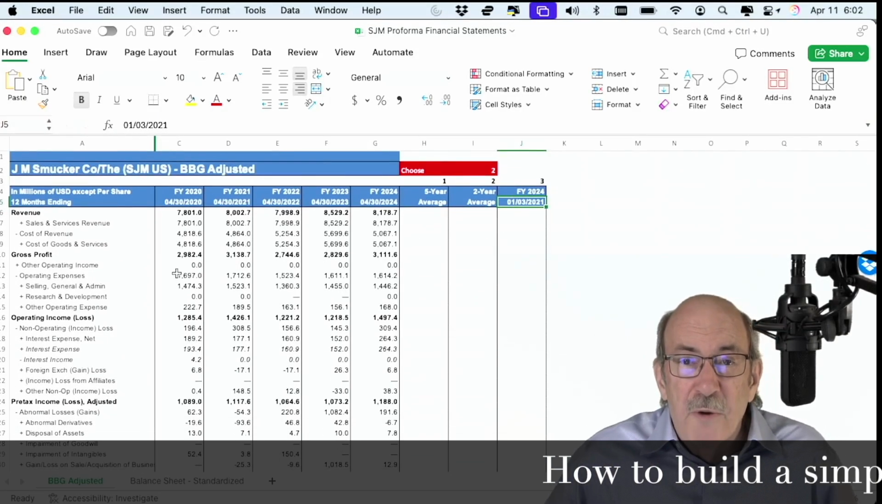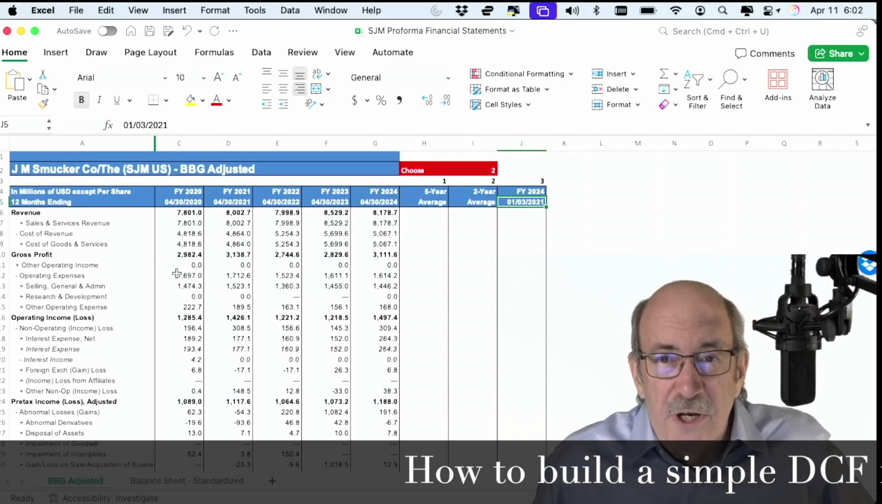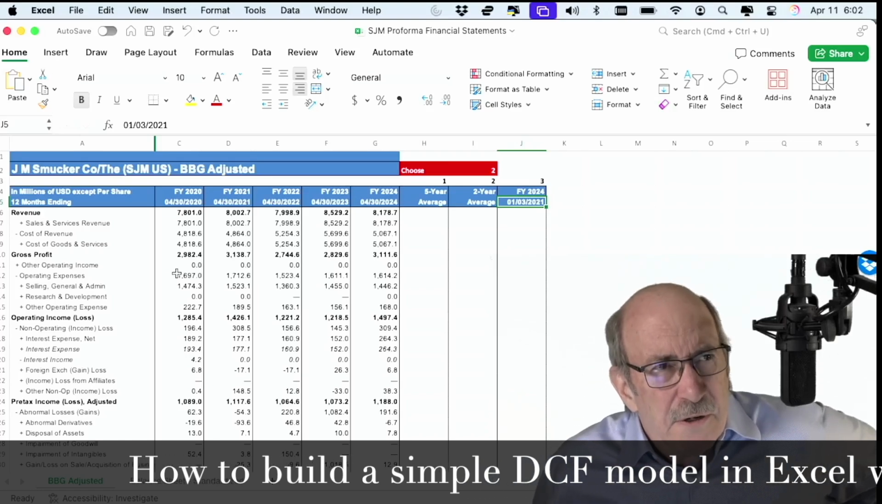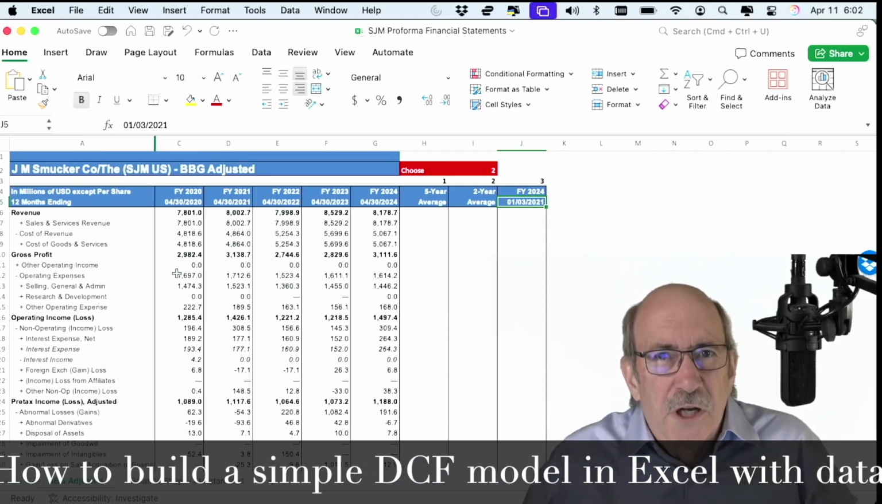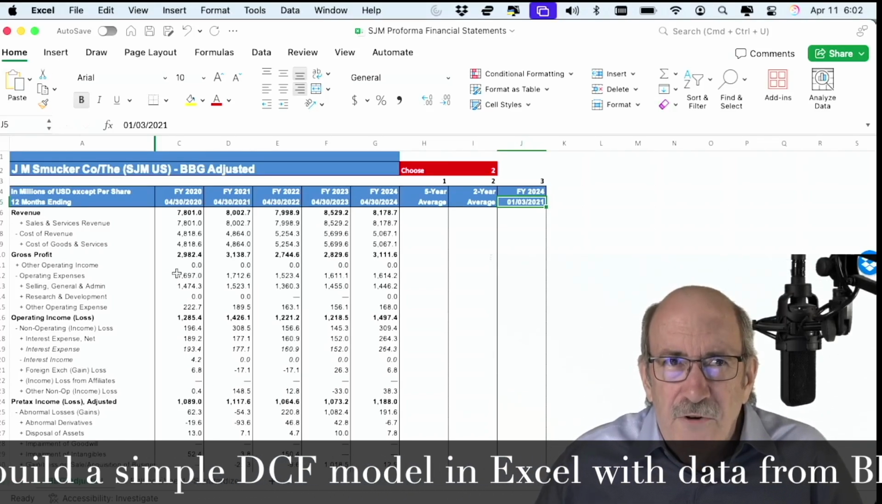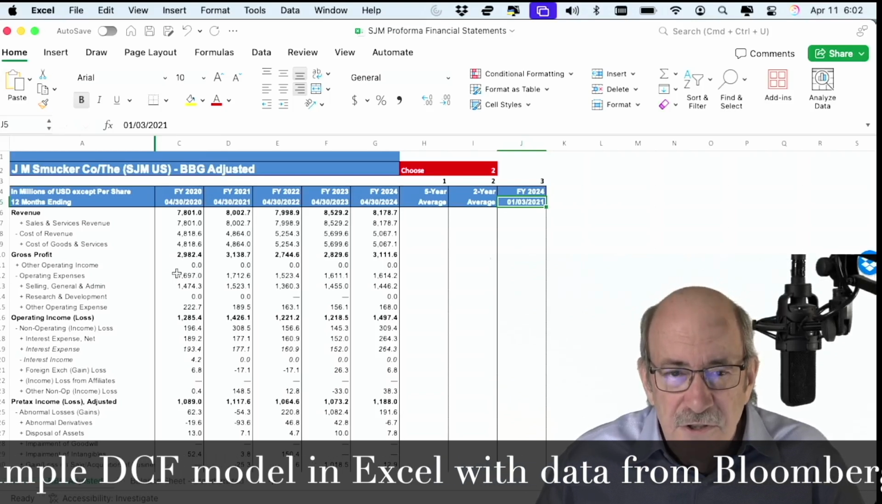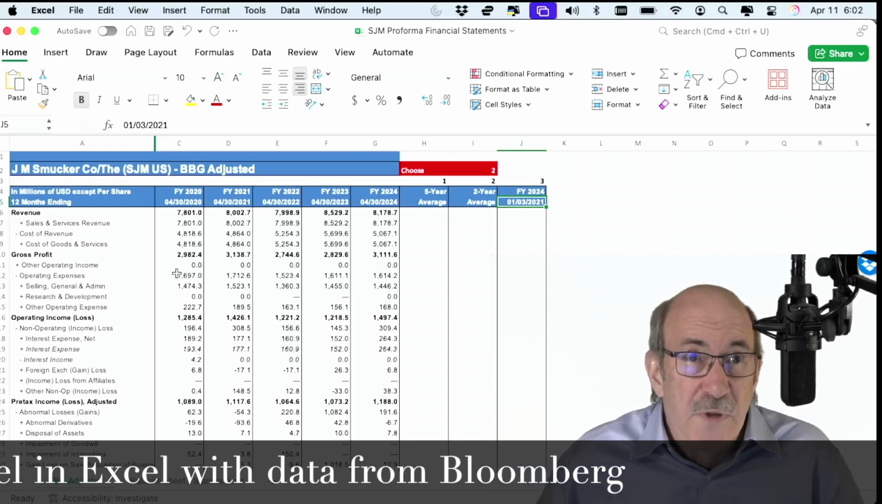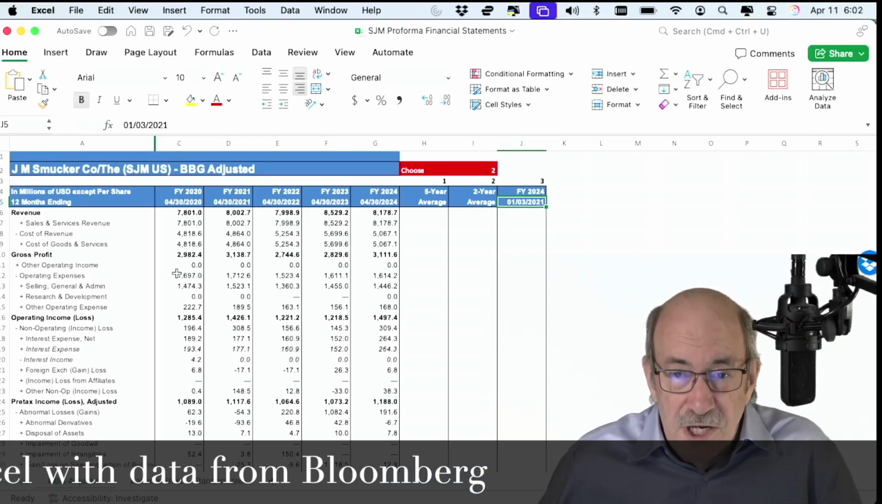Okay, I'm working off of a different company. This is a company that we did. I think it was last fall, or maybe last spring. I think it was last fall actually. So this is J.M. Smucker, but everything that you see should be essentially the same.